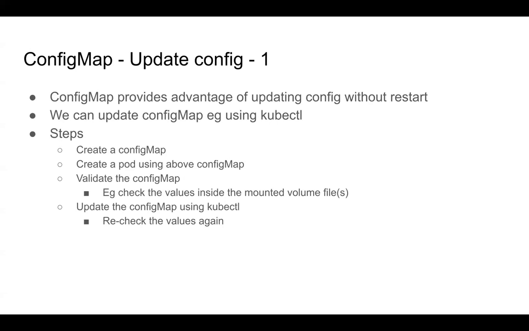So what we'll do is update the configuration using the kubectl command, but there are other ways also to update. You can update in the YAML file also. We'll create a config map, or reuse it. We'll create a pod which is using the above config map. We'll validate the config map. How will we validate? We'll check whether the values of the config map are getting reflected in the pod. Then we'll update the config map using kubectl, and then we'll revalidate that the updated value is being reflected inside the pod.